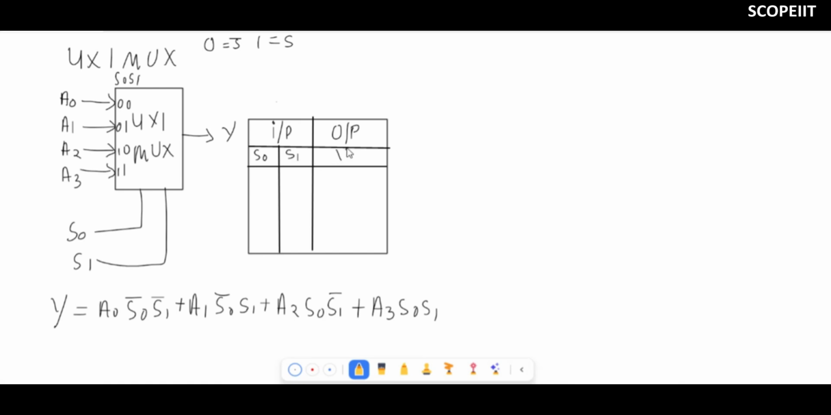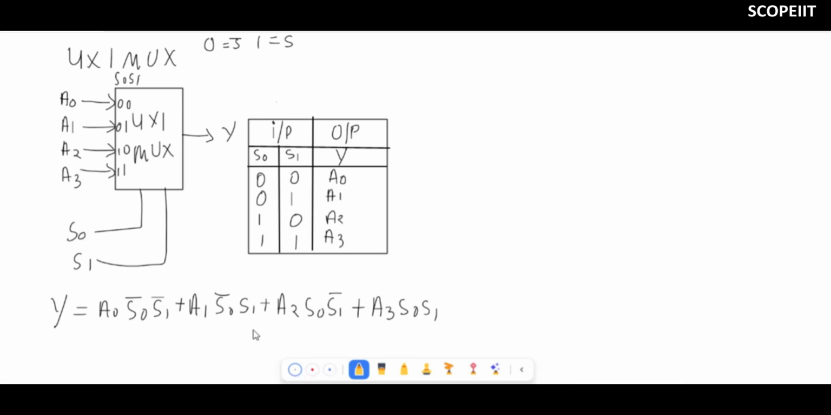Y. So as there are 2 signals, the possibilities are 0 0, 0 1, 1 0, and the last is your 1 1, right? Now 0 0 you have connected to A0, then 0 1 you have connected to A1, 1 0 to A2, and 1 1 to A3. So this is basically a truth table for 4 cross 1 multiplexer. Okay, and the last is the circuit diagram.